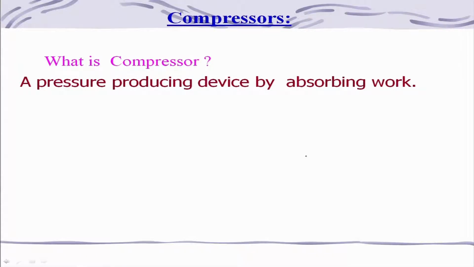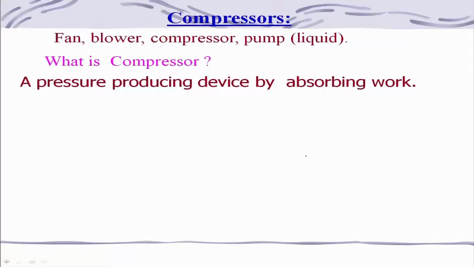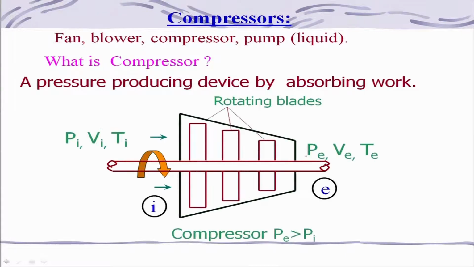Now, the compressor is a pressure producing device by absorbing work. In the case of a turbine, the turbine will be producing the work. In this case, this will be consuming work and then producing the pressure. There, the pressure energy will be used to produce the work. As I told, there are several kinds: fan, blower, compressor, pump. We use them in industrial applications.